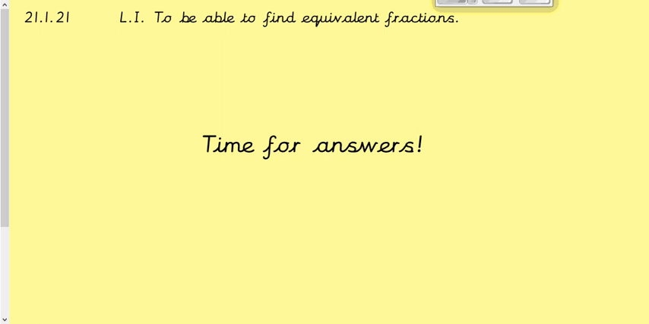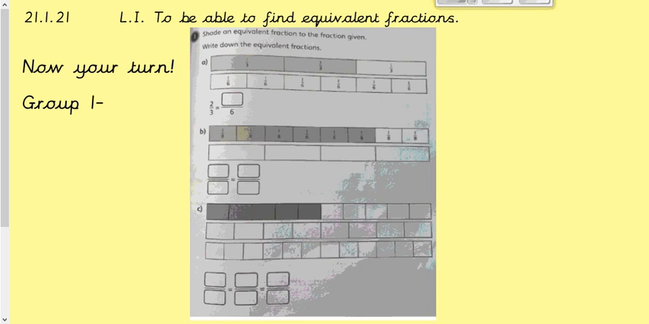Okay, welcome back. Hopefully you had a good go at some of those questions and you didn't get yourself too confused. We're going to go through the answers together now. So if you were in a bit of a pickle, hopefully this should help. So the first one: shade an equivalent fraction to the fraction given. Write down the equivalent fraction.